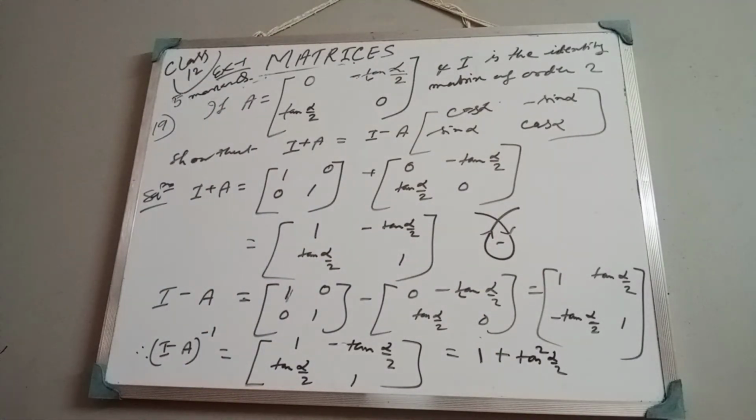So 1 plus tan square alpha by 2 is this. We know 1 plus tan square theta is equal to sec square theta. So here we can write this as sec square alpha by 2.